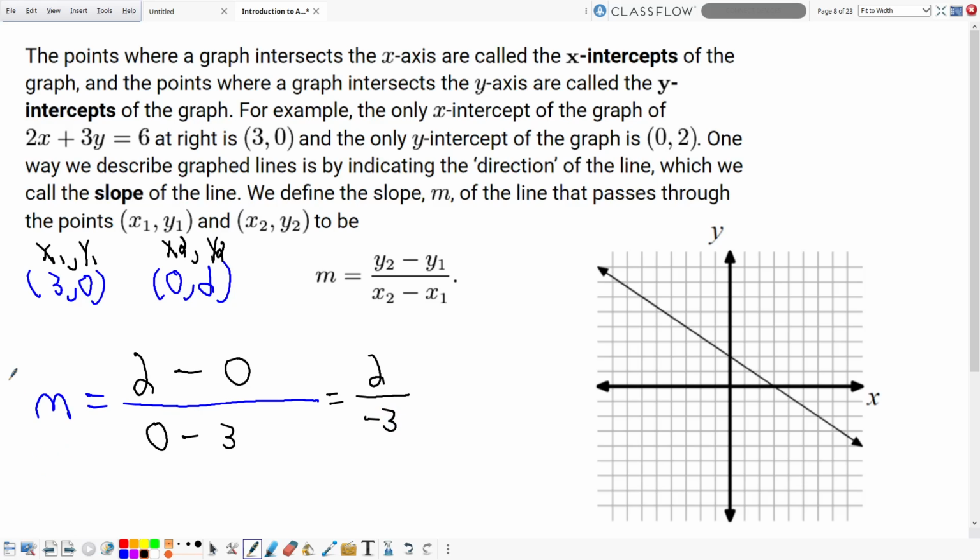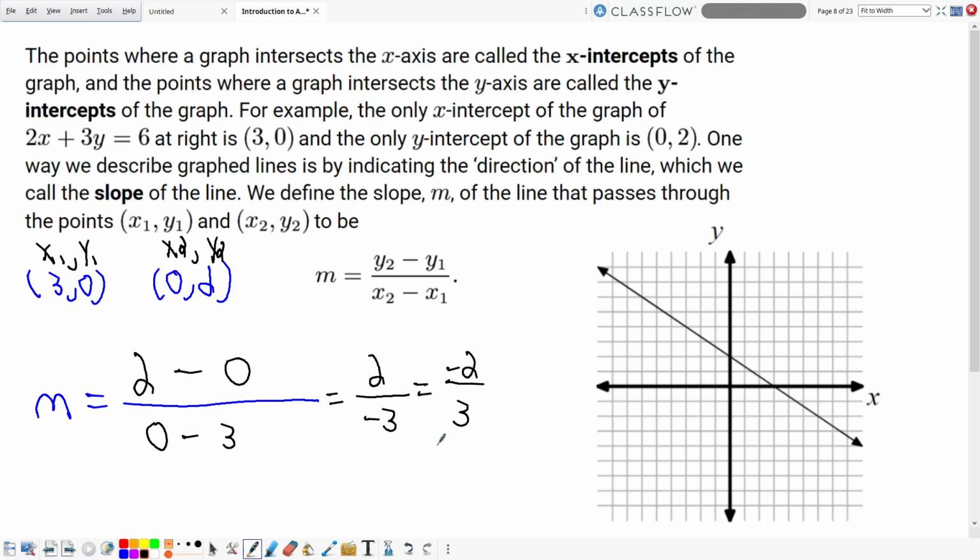Now, usually when you write this out, it's more common to put the negative with the numerator, but it really doesn't matter. I'll show you why in a second. But this would be our slope. Our slope is negative 2 over 3.